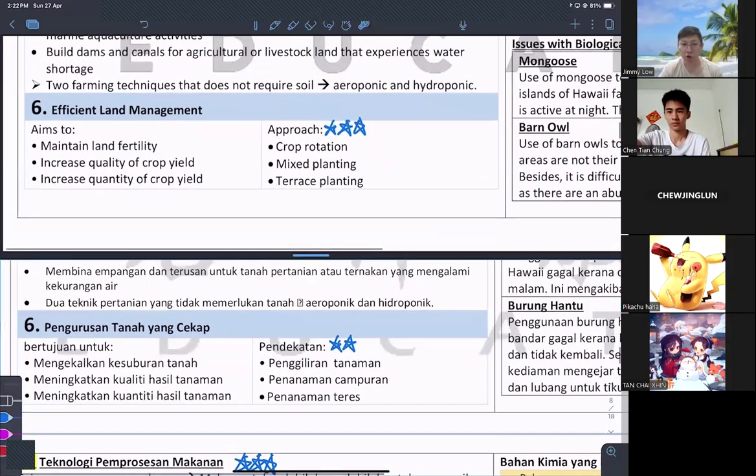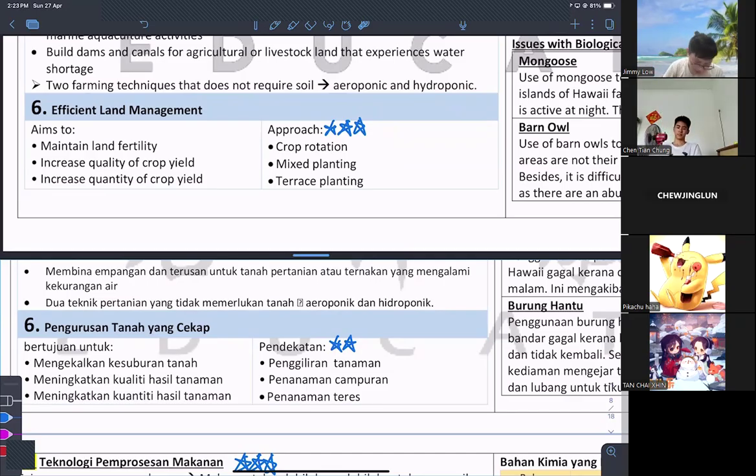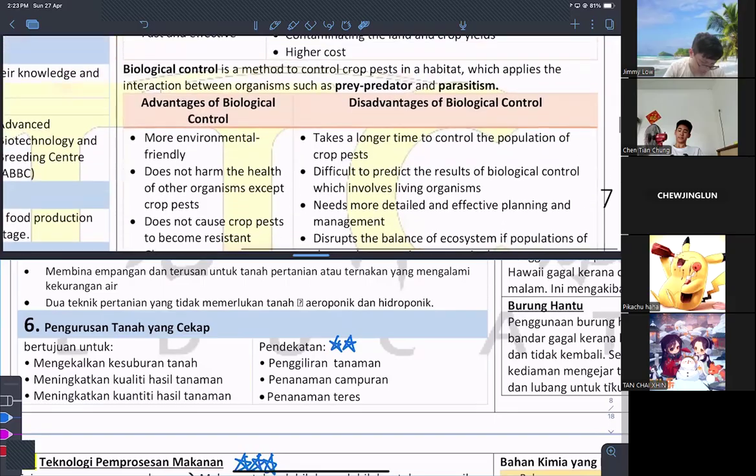But the approach of managing your land, efficient land management, this one is important. What is the aim? What is the approach? Go through them. The question asks why you do so. Because you want to plant more crops, because you want to increase your yield, all these kind of things. What are the approaches? You can say terrace planting, mixed planting, penanaman terrace. Go through the names. This one is quite important.